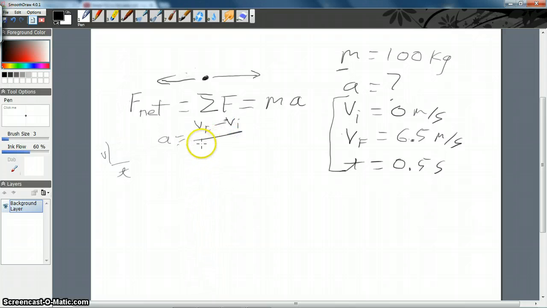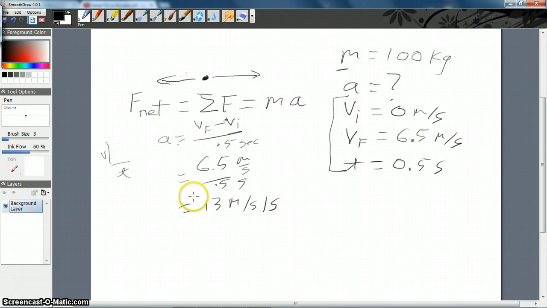And you can say the final time minus the initial time. The initial time is always 0 for these things. The final time, in this case, is 0.5 seconds. So this is 6.5 meters per second divided by 0.5 seconds, which is equal to 13 meters per second per second. That's our acceleration.